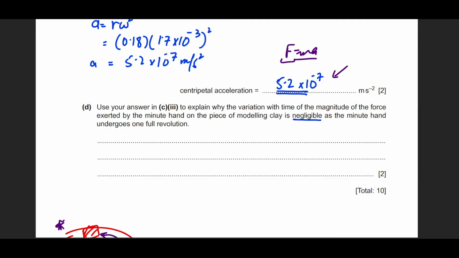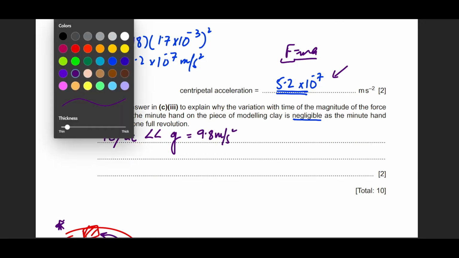The force due to the centripetal acceleration will be so low in comparison to the weight of the object that its effect will be negligible. So whatever I'm discussing right now, we have to write this down in a statement form. So we will say that the centripetal force or the centripetal acceleration is much less than the gravitational acceleration, or the value of g, which is 9.8 meters per second squared.